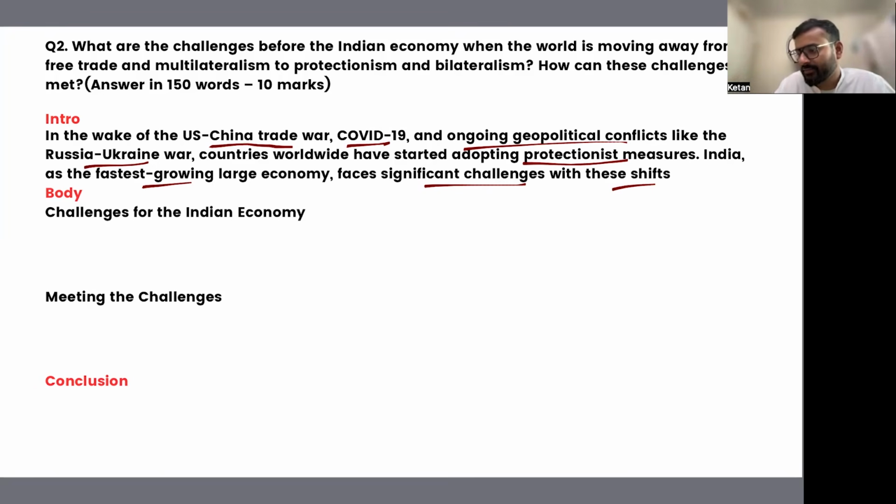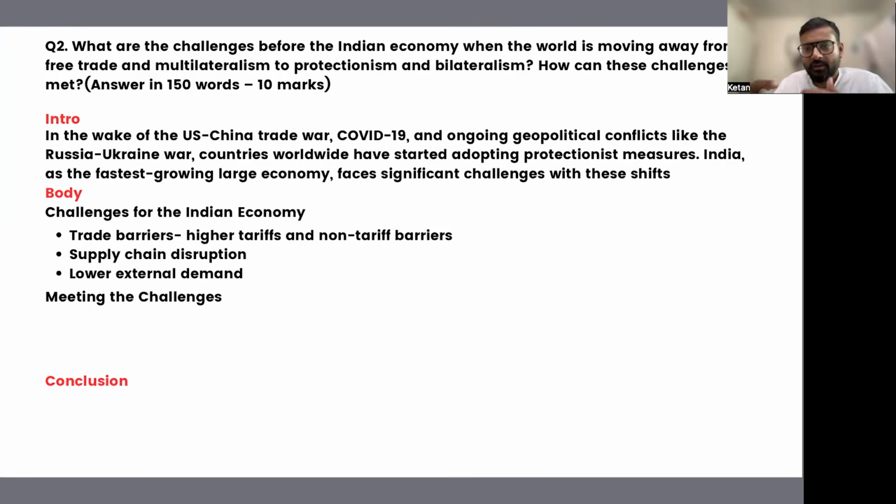Now in the body, you'll have the challenges for the Indian economy. So what are the challenges? Of course, as countries move towards more protectionism and more bilateralism, there will be greater trade barriers, as you can see with the higher tariffs recently imposed by America. In general, tariffs have been increasing, and non-tariff barriers are also being created, like certain protectionist phytosanitary measures for various products. So those are non-tariff barriers also.